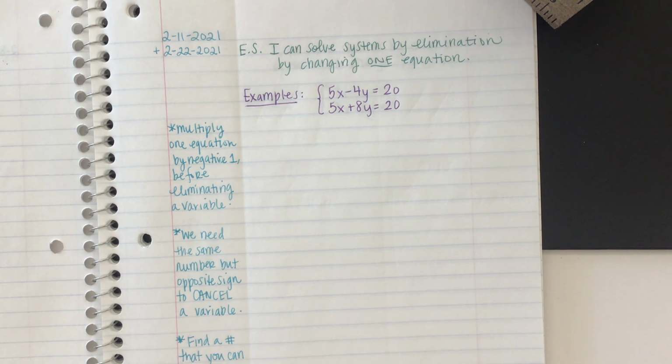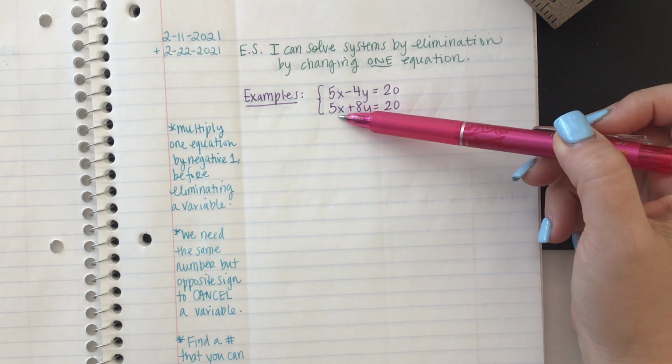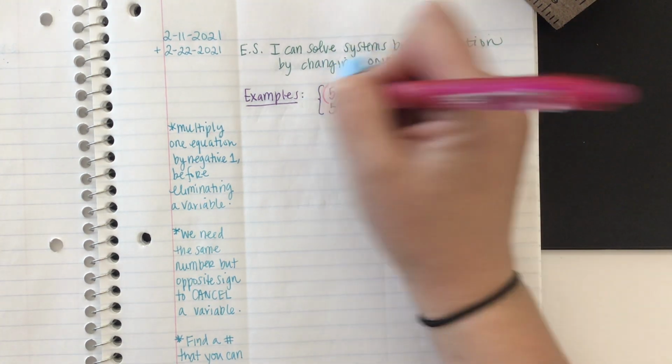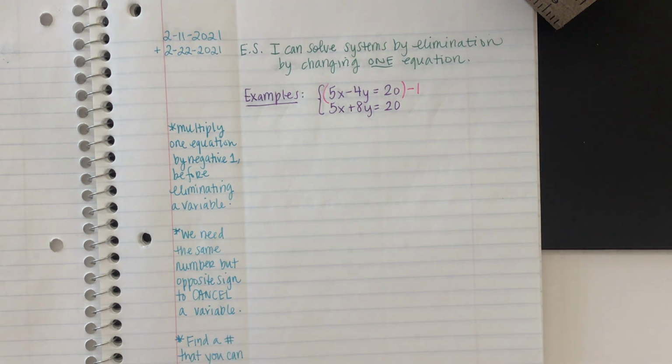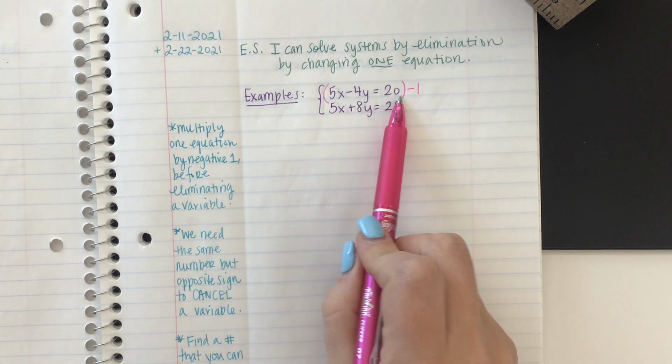So for this example, we're going to multiply one equation by -1 before we can eliminate a variable. It doesn't matter which equation you multiply. I just want to change one of these x's so that one of the 5's becomes a -5, and the way I do that is by multiplying that 5 by -1. However, remember, you can't just multiply the 5 by -1. You have to multiply the entire equation by -1 in order to keep the equation balanced. So what you're going to do is multiply the entire equation by -1.